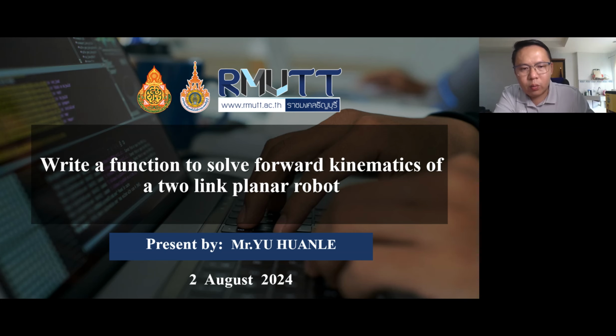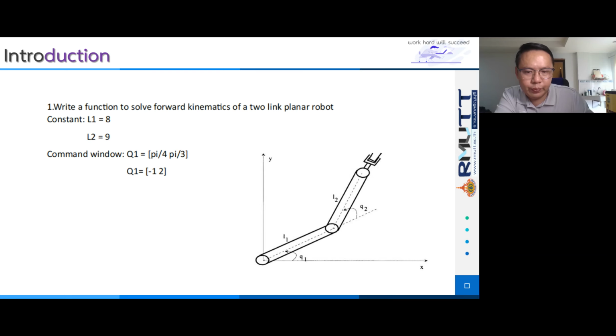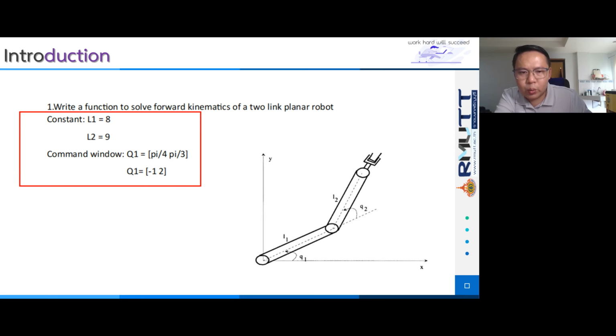Dear Professor, I would like to submit my homework for Sharp number 1 about writing a function to solve forward kinematics of a two-link planar robot. The topic of this homework is to write a function to solve forward kinematics of a two-link planar robot. Given conditions are these. Next, I will introduce how to solve.